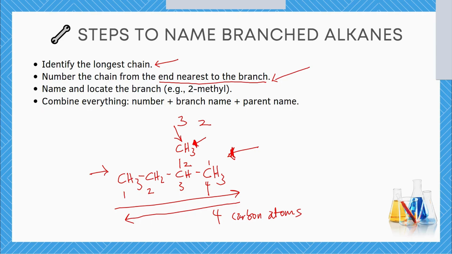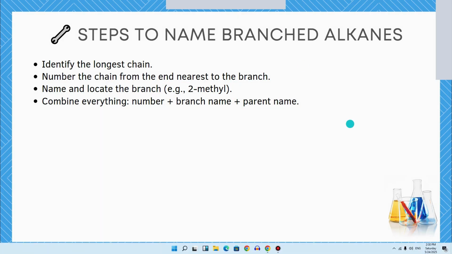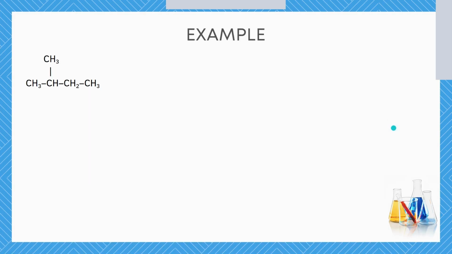So having done that, the next step is to name and locate the branch, and then you combine everything together. You number the branch, you give the branch its name, and then you put the parent name. We've talked about these steps. Now let's put them into use by solving some examples.